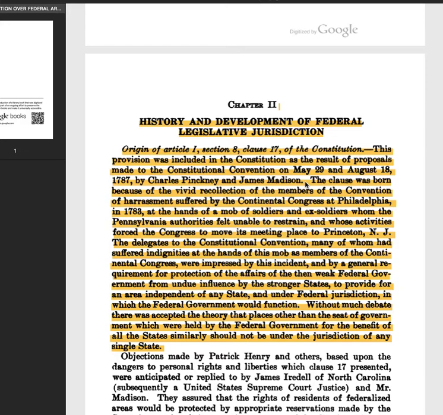They could have just said, this is the reason we want it in there, but it could have been for any reason. The clause was born because of the vivid recollection of the members of the convention of harassment suffered by the Continental Congress at Philadelphia in 1783 at the hands of a mob of soldiers and ex-soldiers whom the Pennsylvania authorities felt unable to restrain, and whose activities forced the Congress to move its meeting place to Princeton, New Jersey.